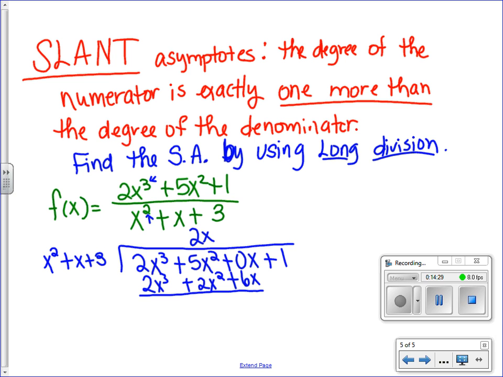And then what do you do with this bottom row? You switch sides. Yes, change all the signs. What times x squared gets you 3x squared? 3.